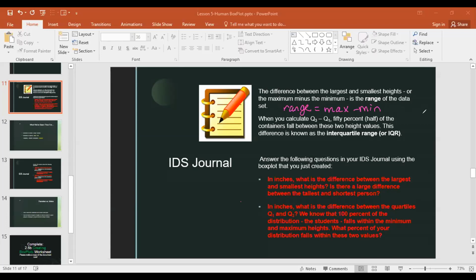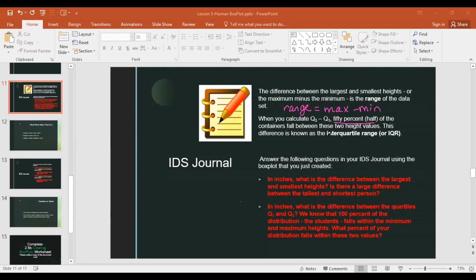That's your range. It's the distance between your highest and your lowest values. Similarly to range, though, you can calculate your quartile 3 minus your quartile 1, which gives you 50% or half of your data, as I was talking about in the box plot. Q1 to Q3 represents 50% of your data. So when you do Q3 minus Q1, it gives you the range of your middle 50% of your data.